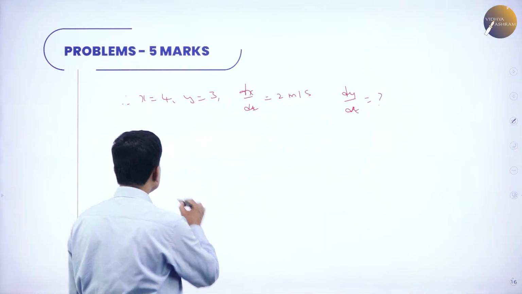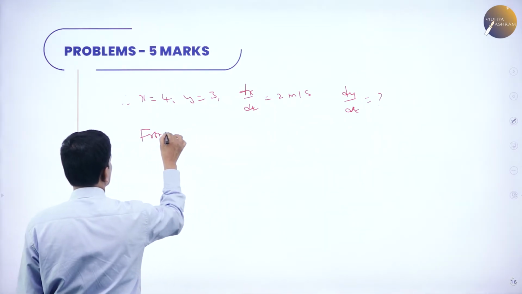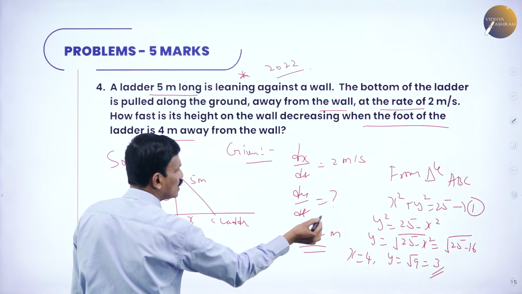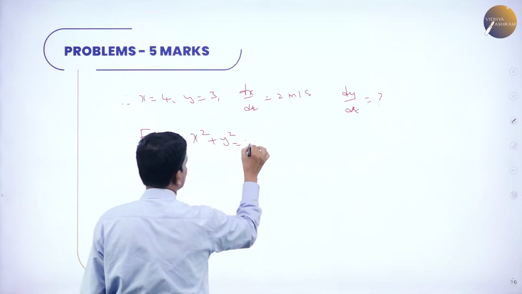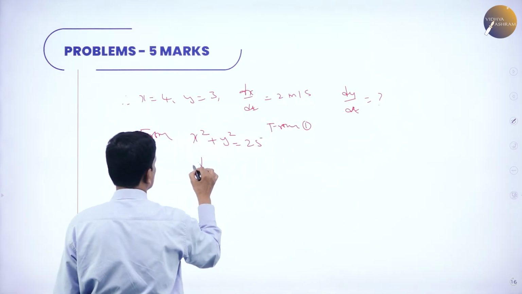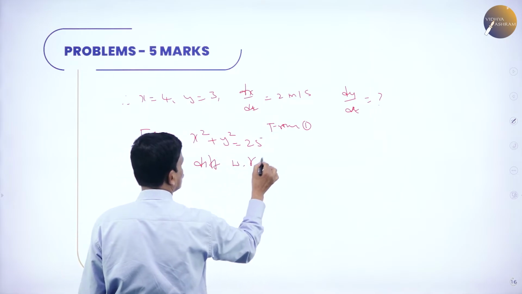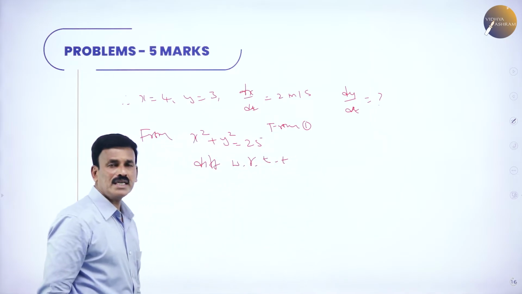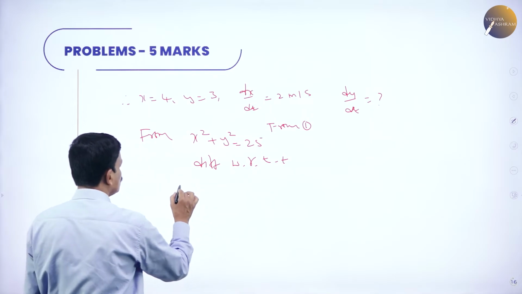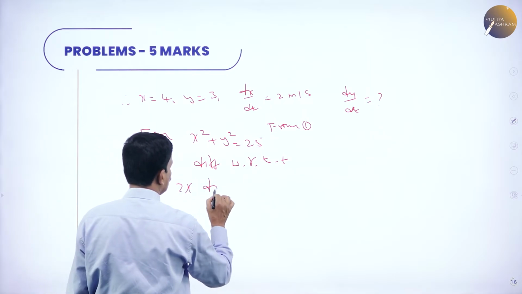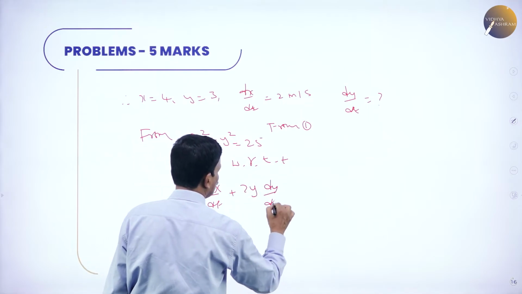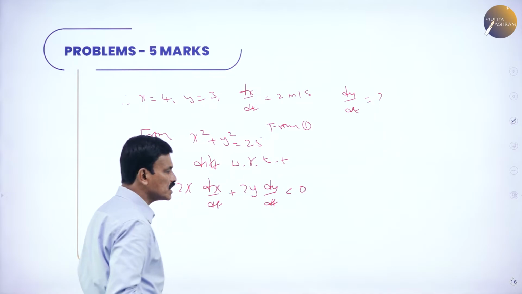Now from this, let us come to this equation. From x square plus y square is equal to 25, that is from 1, differentiate with respect to t. Differentiating with respect to t, x square gives 2x into dx by dt, plus y square gives 2y into dy by dt. Derivative of a constant is 0.